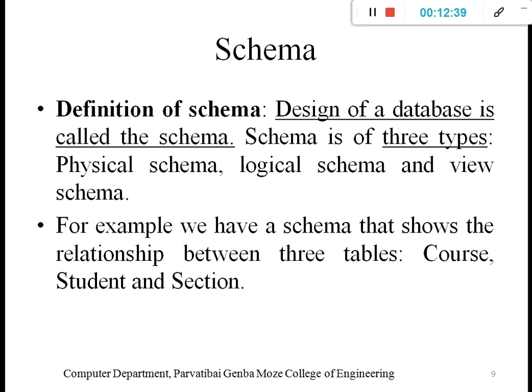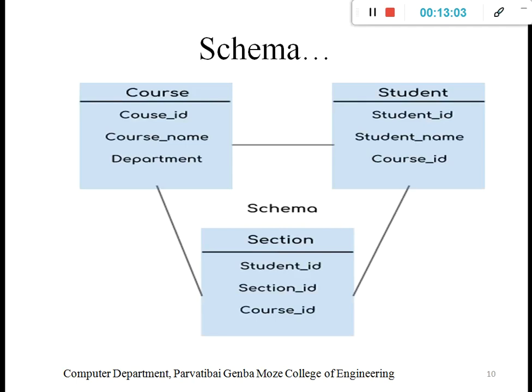Then schema is of three types: physical schema, logical schema, and view schema. That means a particular database has three types of design: a physical design, a logical design, and a view design. For example, take a database with three tables: course, student, and section. This is simply one type of schema.